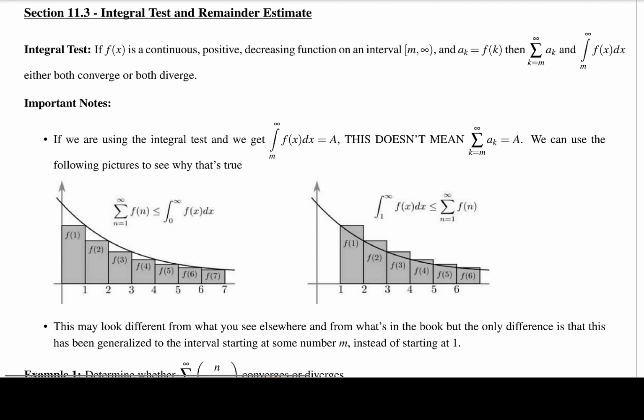Alright, so in this section we're going to be discussing a new test for determining if an integral converges or diverges. And then we're going to use basically this test to develop what's called a remainder estimate. So we won't get what the sum is exactly equal to, but we can get some kind of bounds on where the sum must lie.